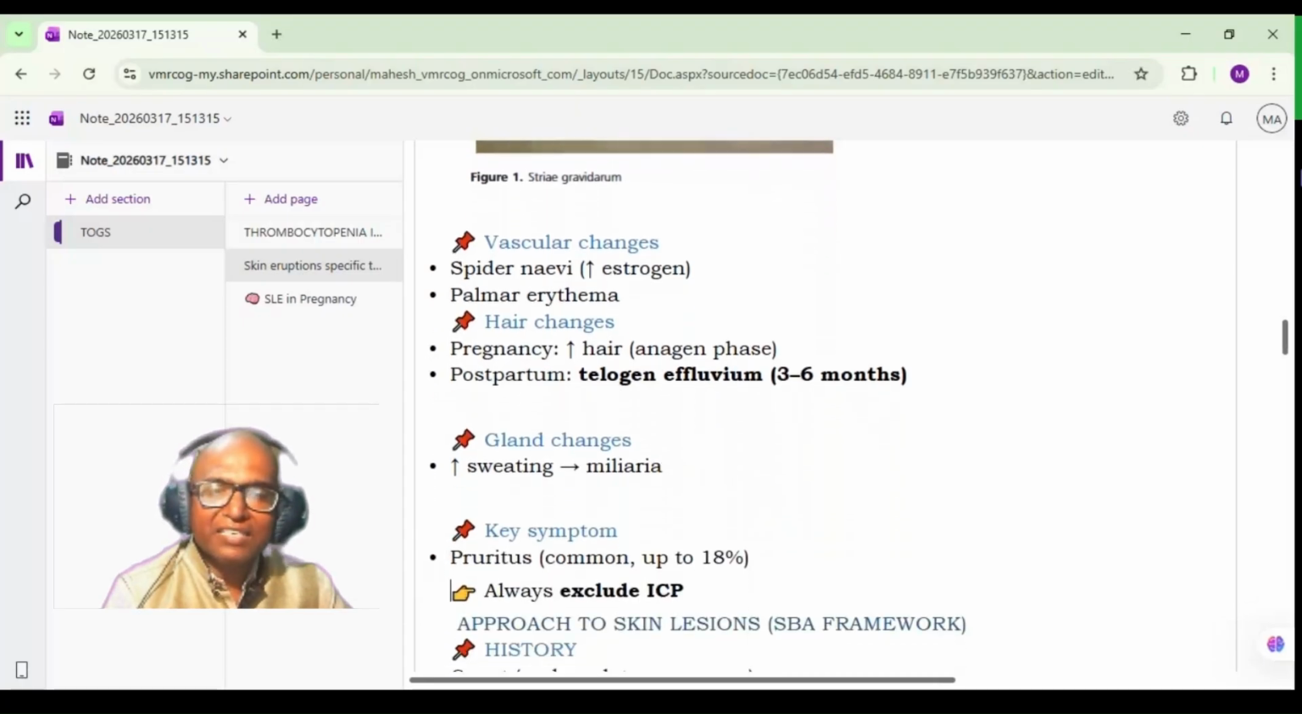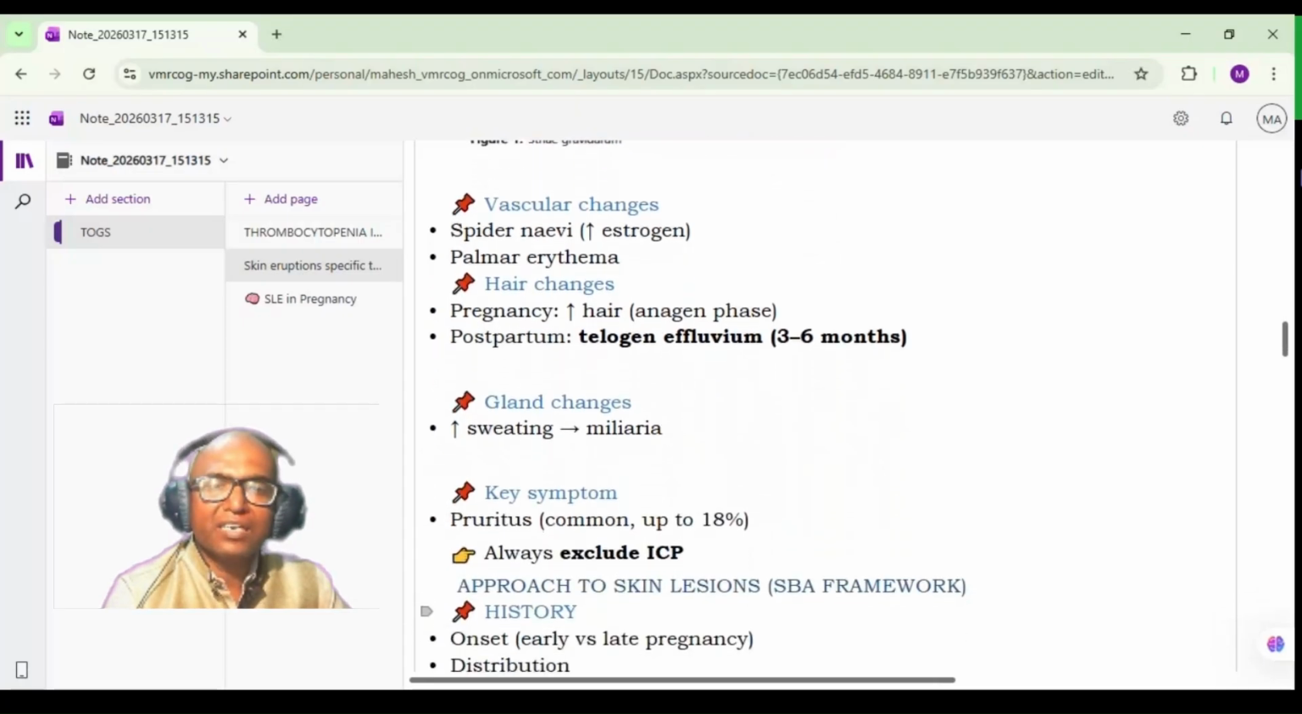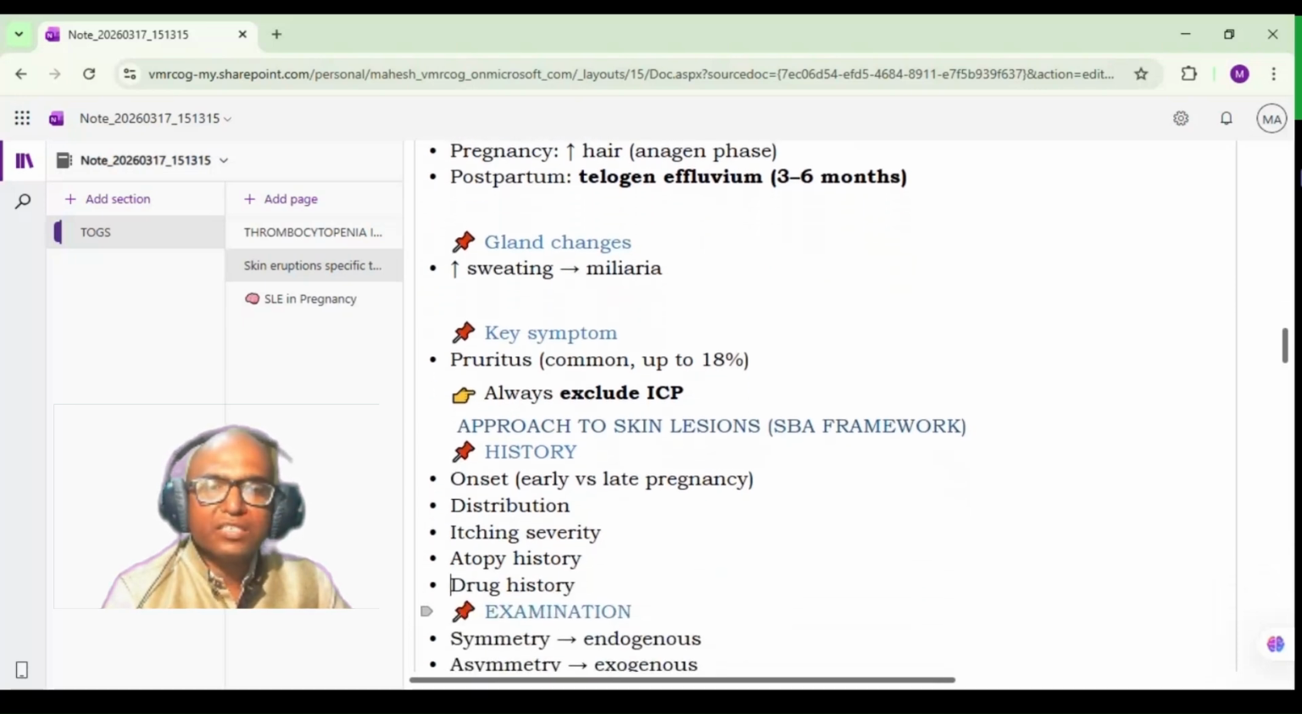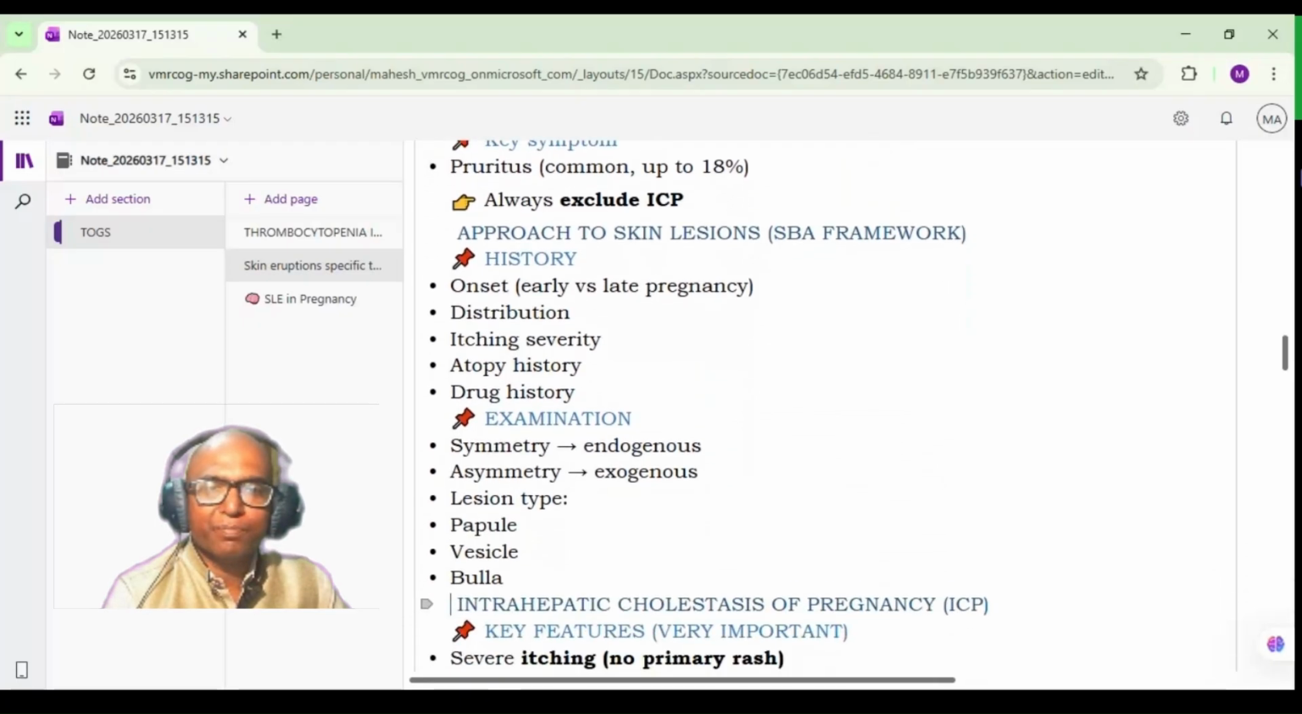Okay, in the glands there are changes. There is increased sweating leading to miliaria. Then pruritus. The pruritus is commonly seen in around 18% of patients.